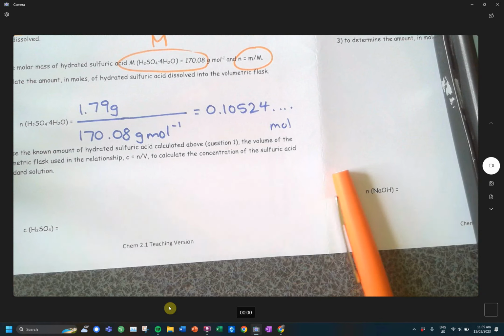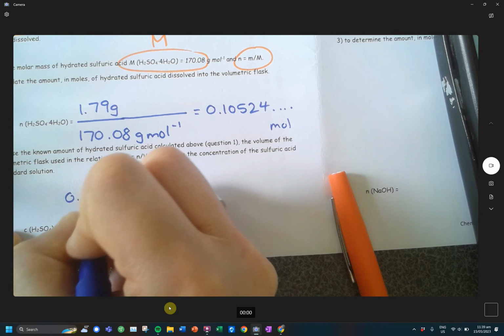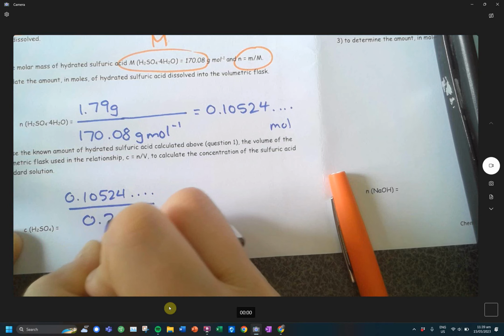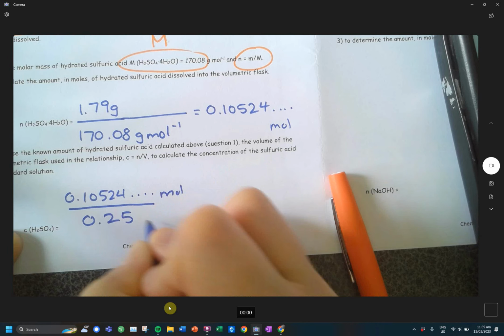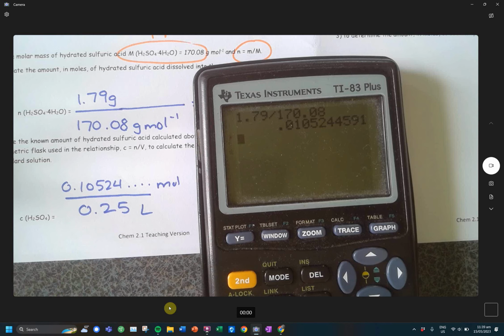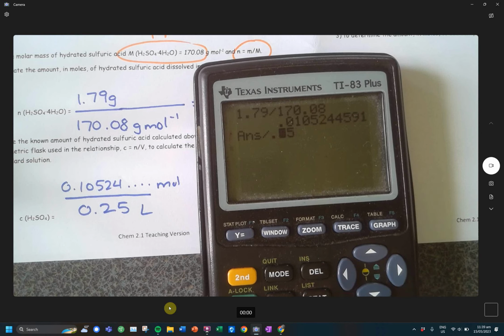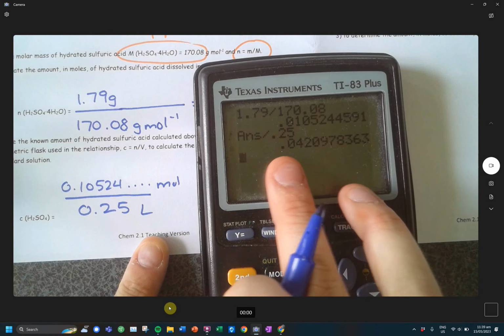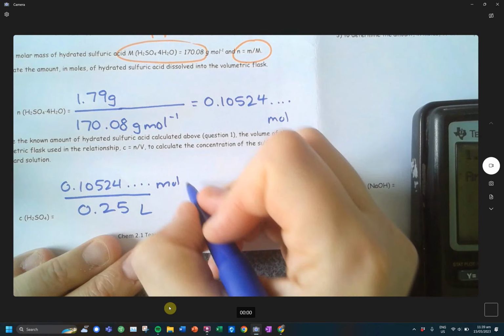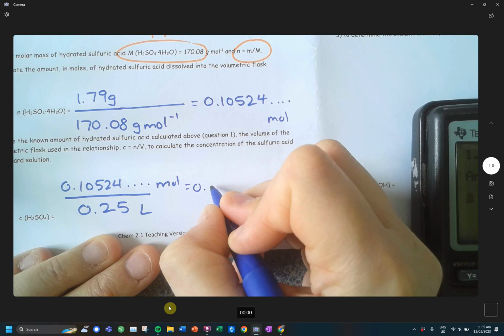All right, so let's plug in our numbers. 0.10524 ... divided by 0.25, that's moles, that's in liters. That makes sure that I have moles per liter, so I've correctly put my numbers in the right place. Again, leave the numbers long in your calculator because then I can just divide by 0.25 and I don't have to worry about copying things down. So the concentration of that is 0.04209 or whatever you want to keep it. I keep it as, like I said, a nice long number.